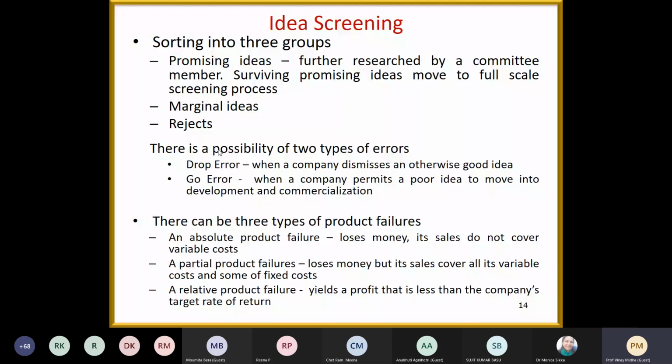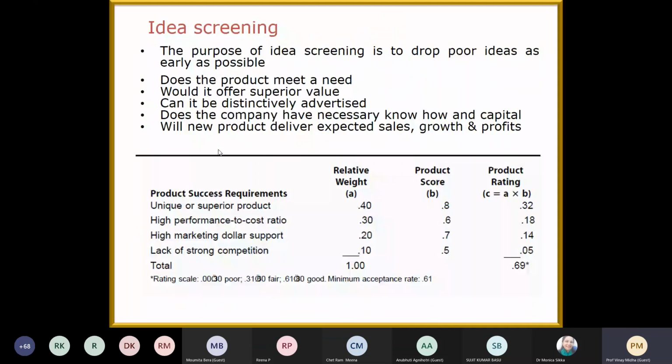And then after categorizing them into these categories, further screening of the ideas may be carried out, in terms of the requirements which you can place for the product success, giving certain weightage to these requirements, and scores can be given which can be multiplied together to get the rating index.